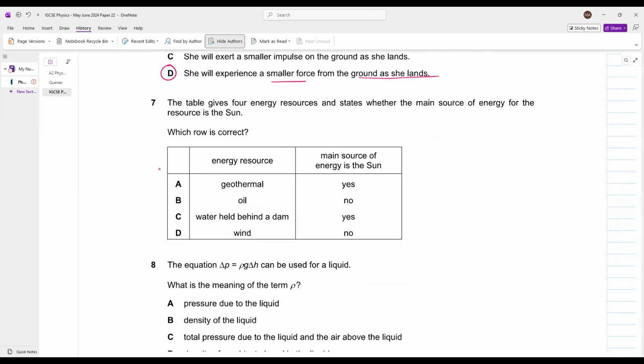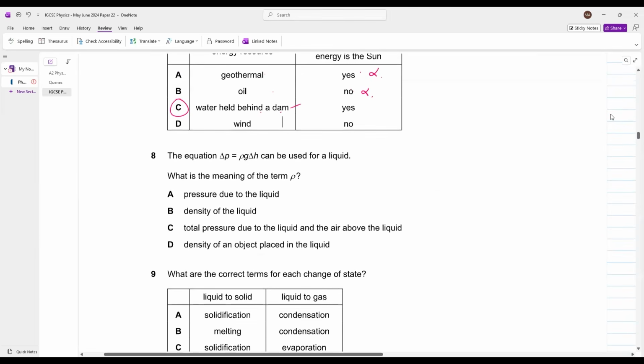The table gives four energy sources and states whether the main source of energy for the resource is the sun. Which row is correct? जियोथर्मल का एनर्जी रिसोर्स सन है? No. ऑयल का एनर्जी रिसोर्स सन है, but here No is written, so we cross it out. वाटर बिहाइंड अ डैम, इसका मेन एनर्जी सोर्स सन है? Yes. C is your answer. Always remember, hydroelectric energy and the energy of water behind a dam depend on the sun. That's why C is your answer.